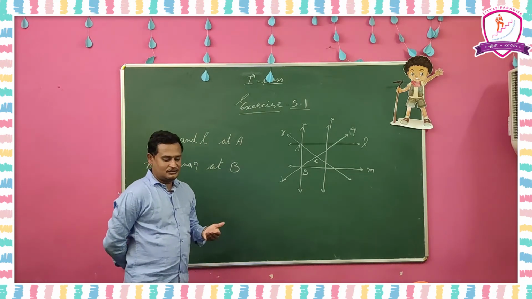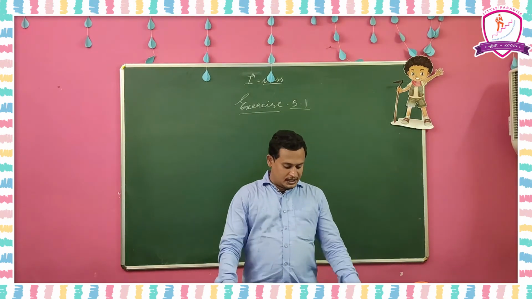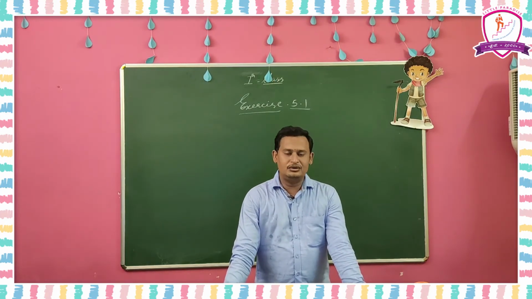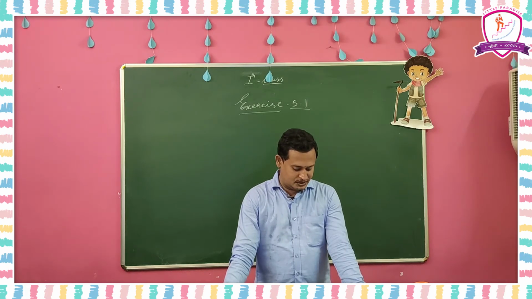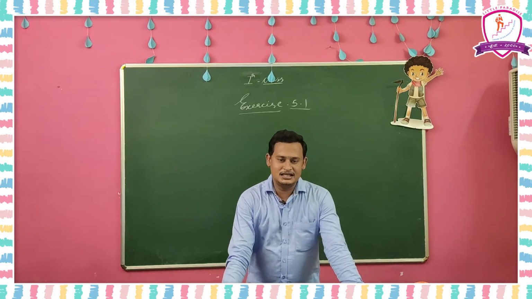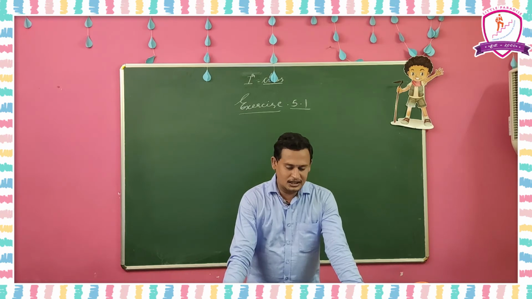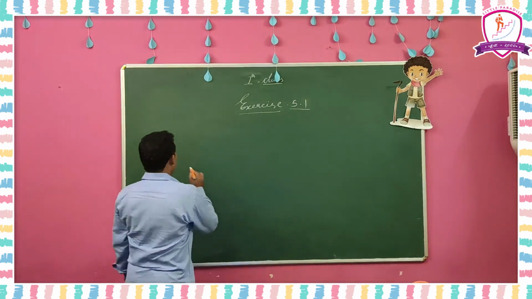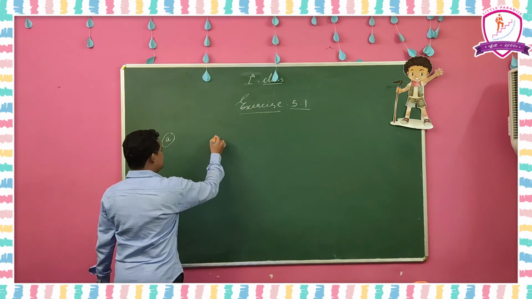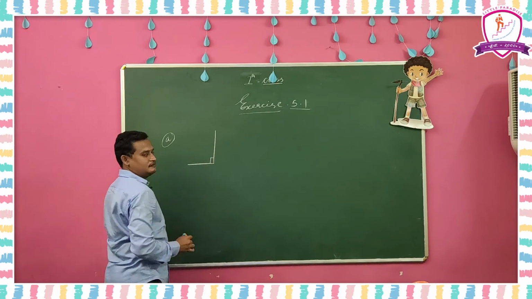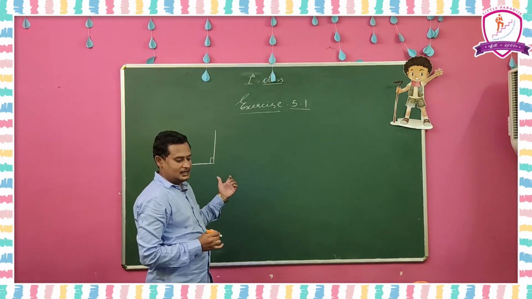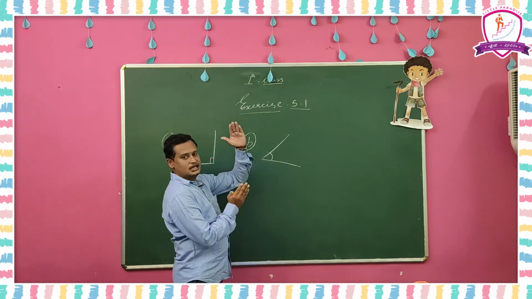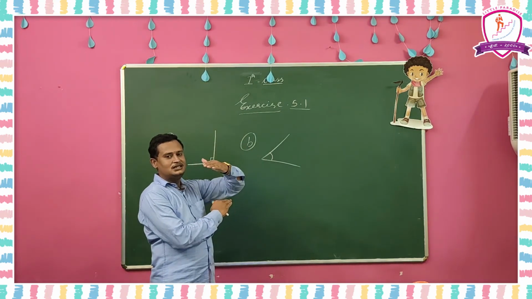Understood? Next one. Coming to the fifth one, identify the types of angles. Here some angles are given, you have to identify. Just observe the first one, A is a right angle. It is in an L shape, no? So it is a right angle. And B is like this. Here it is less than 90. Less than 90 means it is an acute angle.